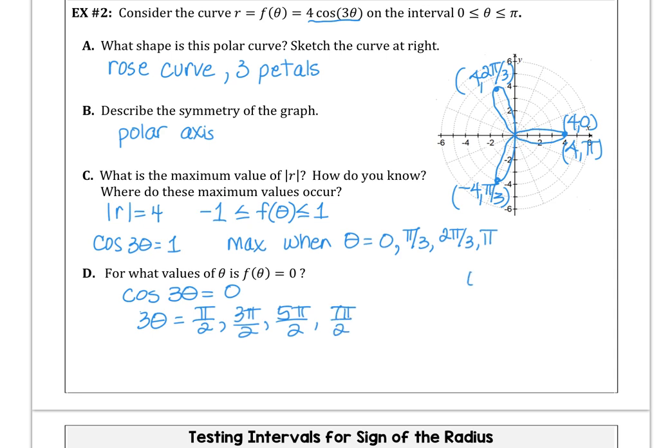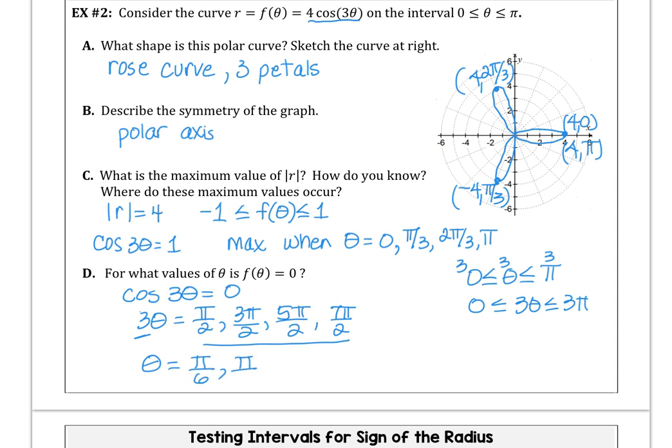If we have 0 ≤ θ ≤ π, and we multiply each term by 3, we've got to go from 0 to 3π. So these values in here would do that for us. And then dividing each term by 3, θ would be at π/6, where we're at 0; at π/2, we're at 0; at 5π/6, we're at 0. And then 7π/6 is outside of our original domain of π.